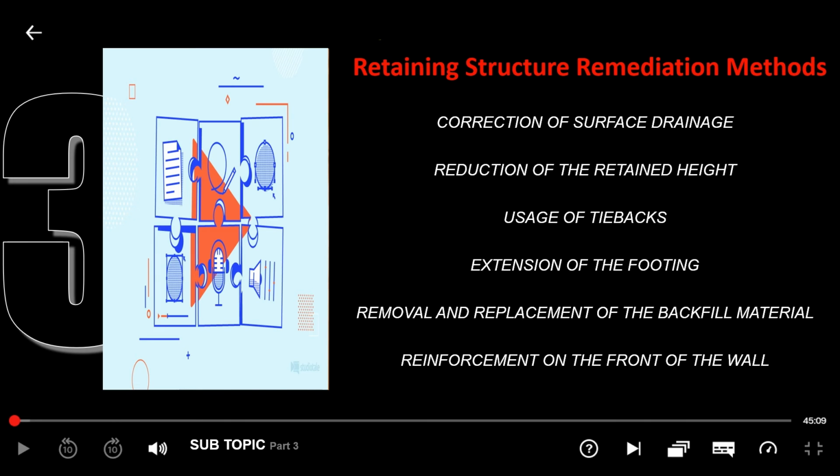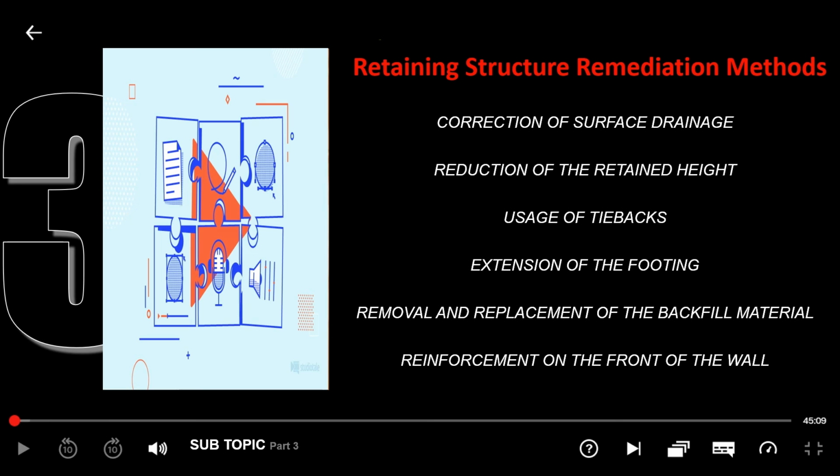Next, removal and replacement of the backfill material. This may be the only solution if saturated backfill is the problem and cannot be controlled at the surface. The usage of crushed rock or gravel backfill is recommended.